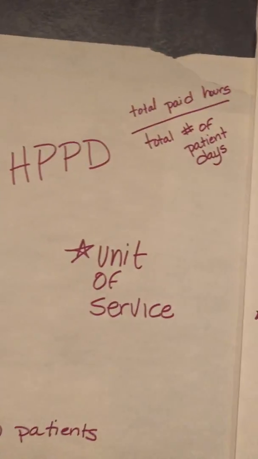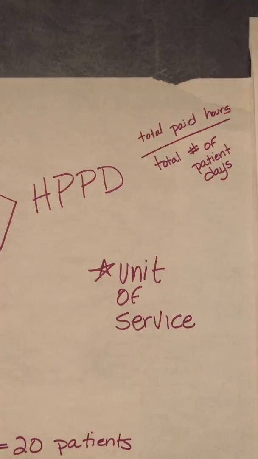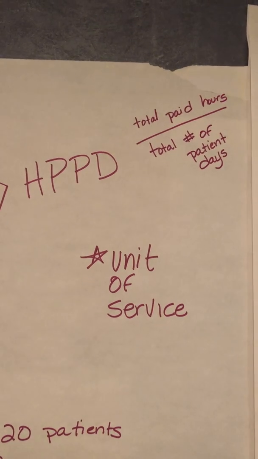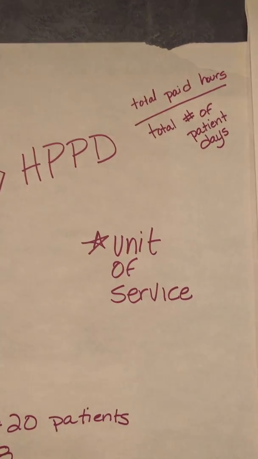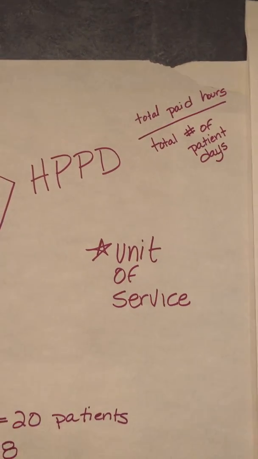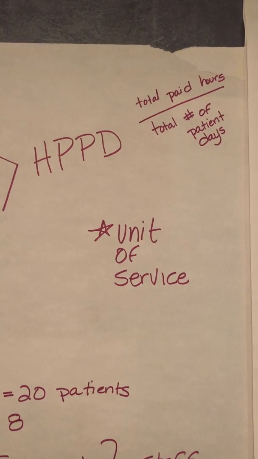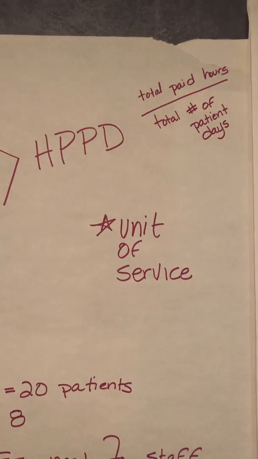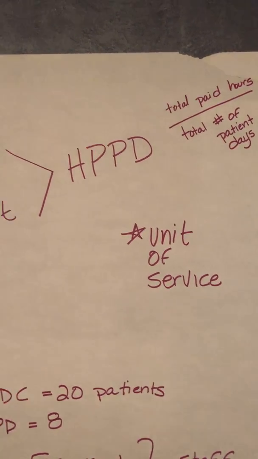Hours per patient day is going to equal, and all of this is in your reading, the total paid hours divided by the total number of patient days. So this is where you would need some historical numbers to know how many patient days you usually see in a year, in a month, in a week, in a day, and the total number of paid hours.